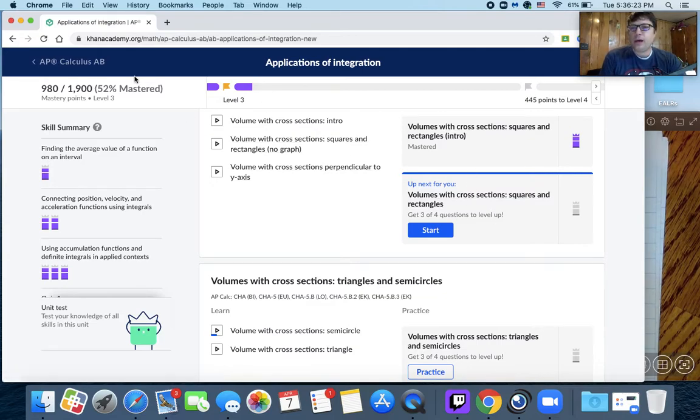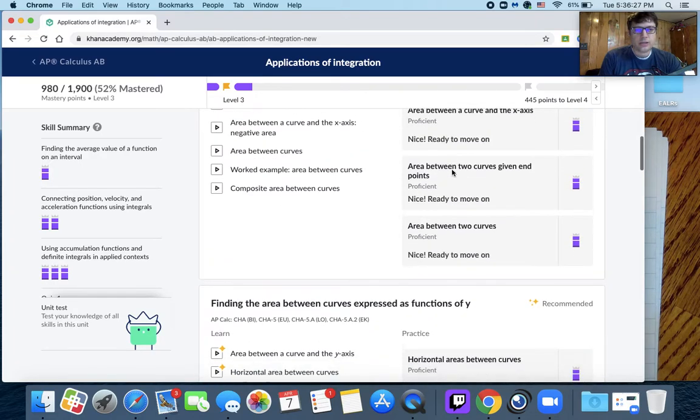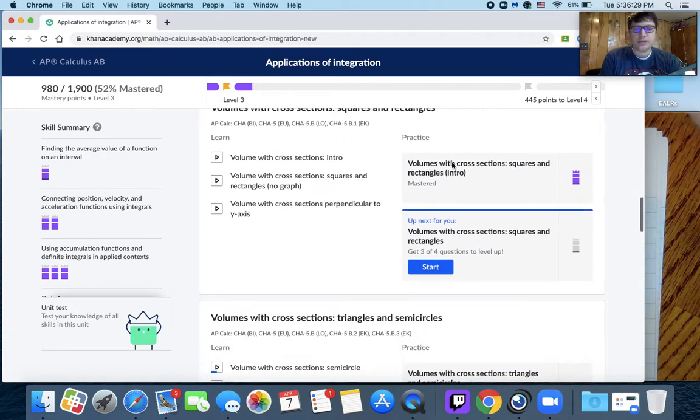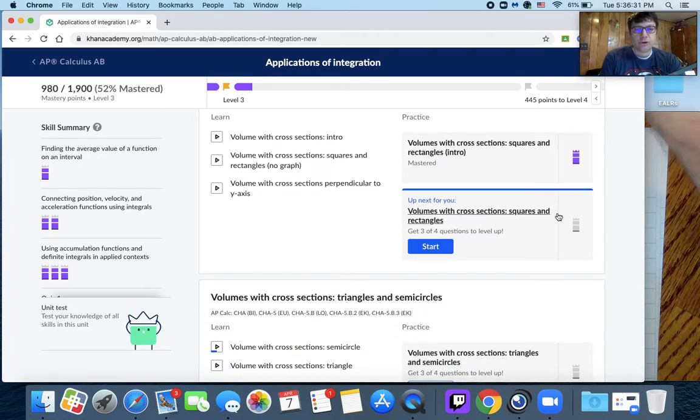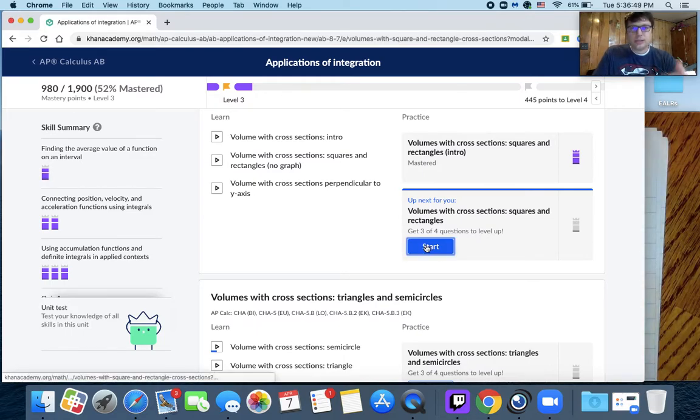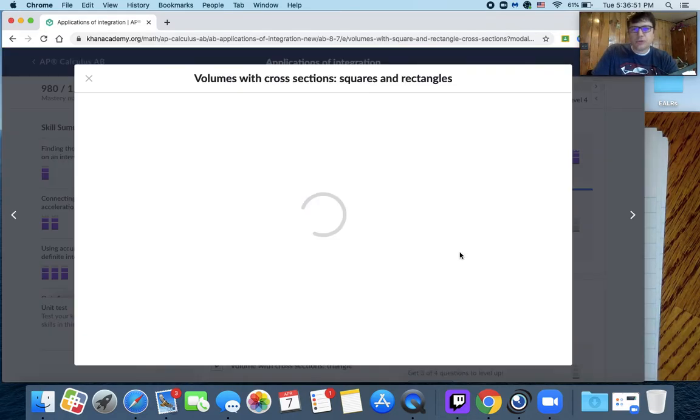I'm in AP Calc AB, in Applications of Integration, and I've worked through all of these, but I haven't yet started volumes with cross sections, squares, and rectangles. And that's a tough one. We did a little bit of this, if you remember the wedding cake design on one of those questions. But now instead of having 5 layers, we've got an infinite number of layers. And we need to look at some examples to get a picture of what's going on.